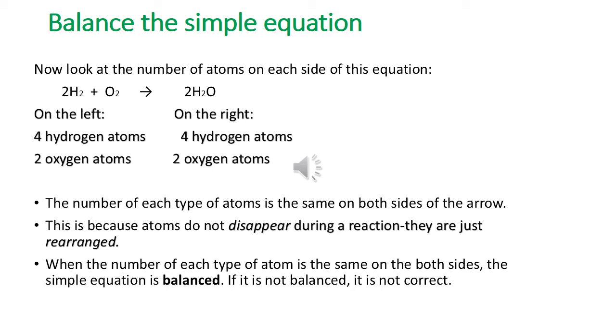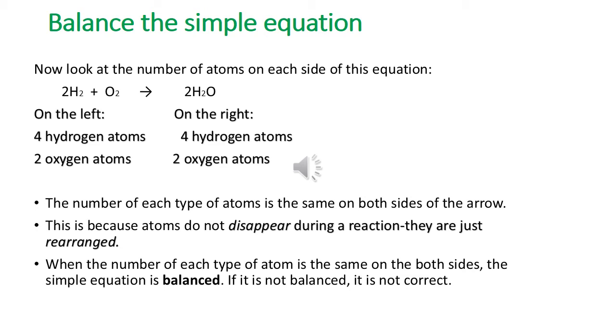On the left hand side, that is on the reactant side, 4 hydrogen atoms. On the right hand side, that is on the product side, 4 hydrogen atoms. And on the left hand side, 2 oxygen atoms. On the right hand side, 2 oxygen atoms. So the number of each type of atoms is same on both sides of the arrow.